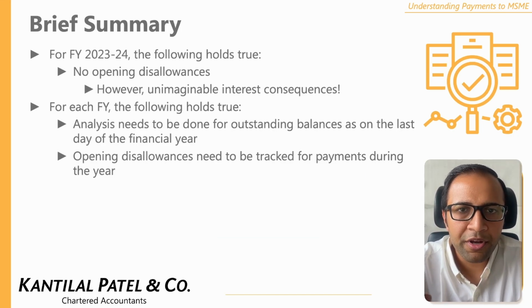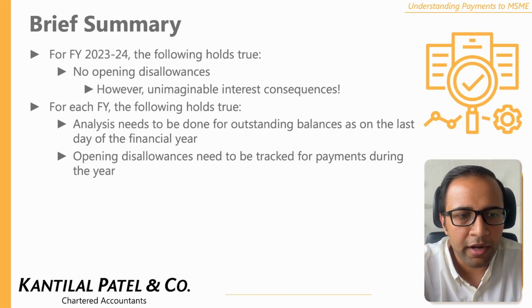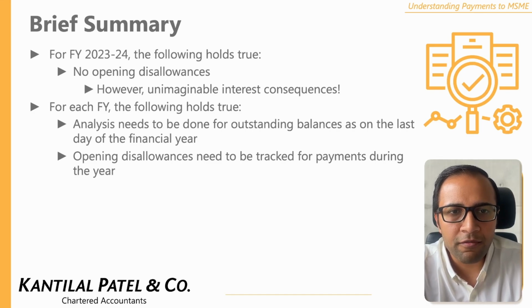So, what is a brief summary of actionables out of this? We have tried to keep the video as short as possible and give you maximum content out of it. So, ultimately, the brief summary for the current year, which is 23-24, boils down to this: there are no opening disallowances. When there are no opening disallowances, you cannot have a coverage for this year. However, the problem that occurs is that if you have an opening balance which is still unpaid at the year end for micro or small, then interest consequences are just too significant.